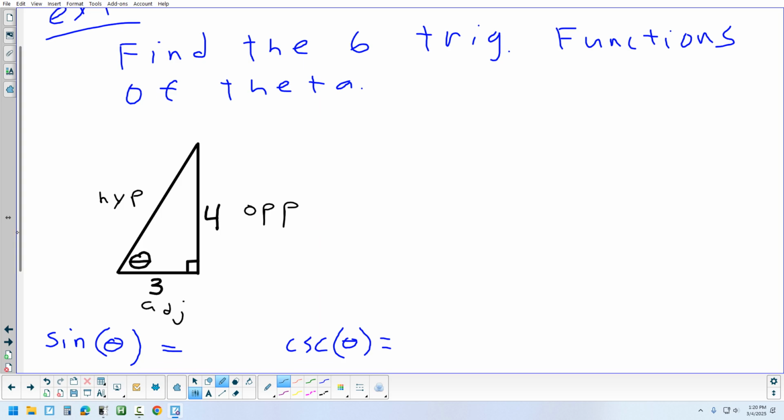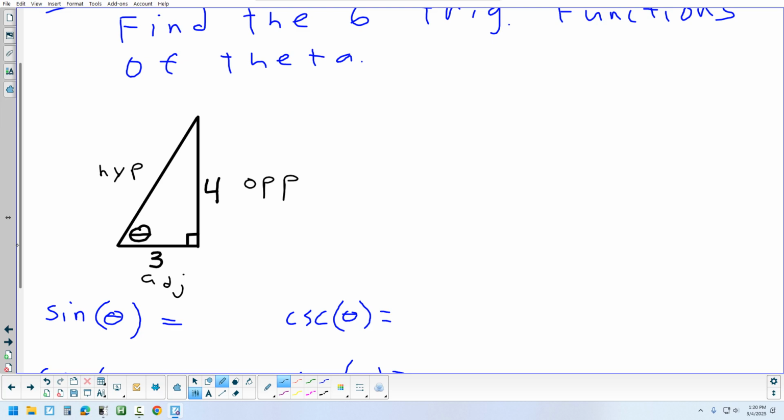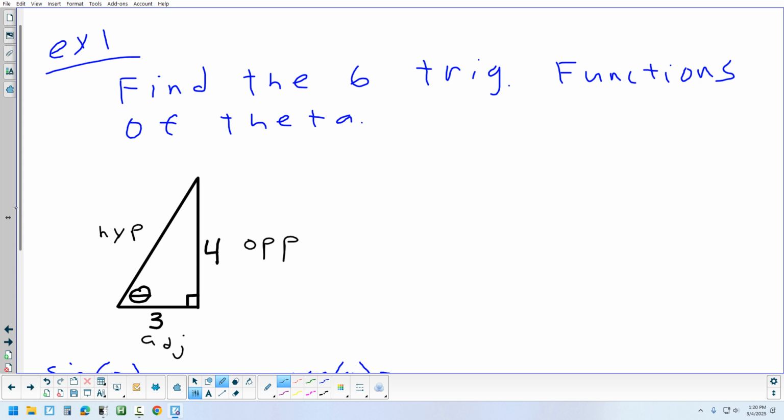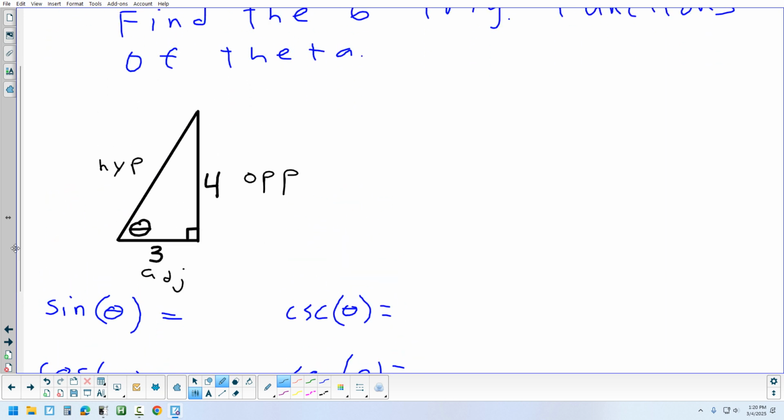So if we want to find all 6, right now we can only find ones that have opposite and adjacent. We're missing hypotenuse. We should find the hypotenuse before we start doing any of this. How do you solve a triangle like that? A squared plus B squared equals C squared. So this side would be A, B, and C.